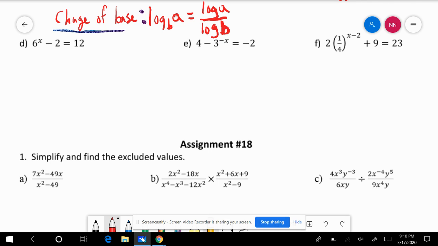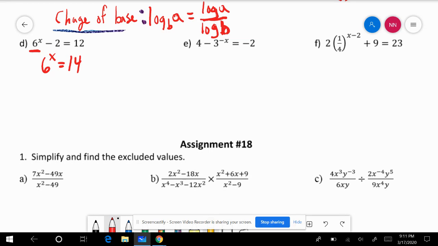We're going to continue solving exponential equations with logs. Remember, our first step is we need to get the base number by itself. In this case, our base number is 6. So in order to get the 6 by itself, we're going to add the 2. So we have 6 to the x is equal to 14.